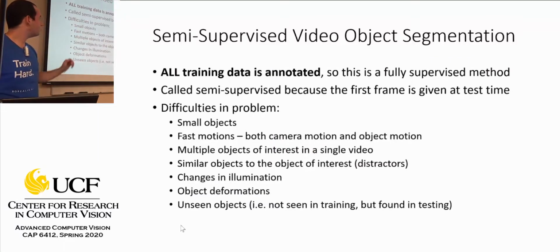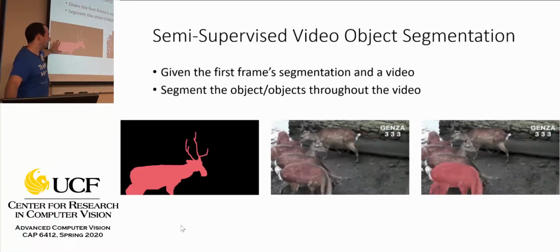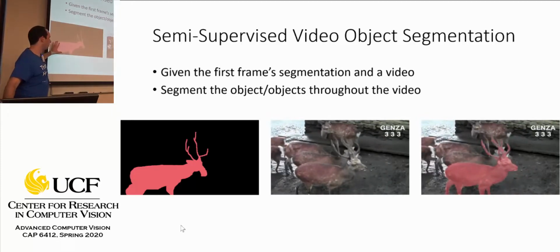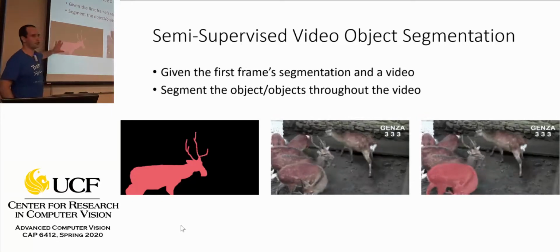It's called semi-supervised video object segmentation, but it's important to note all the training data is annotated. So it's a fully supervised method. It's only called semi-supervised because we're given the first frame at test time. I don't really like the name, but that's what they call it because we have that first frame. Can you repeat that? Why was it called semi-supervised? It's called semi-supervised because we're given at test time the first frame segmentation. So at test time we're given this and the video, right? So they call it semi-supervised because we're given this first frame.